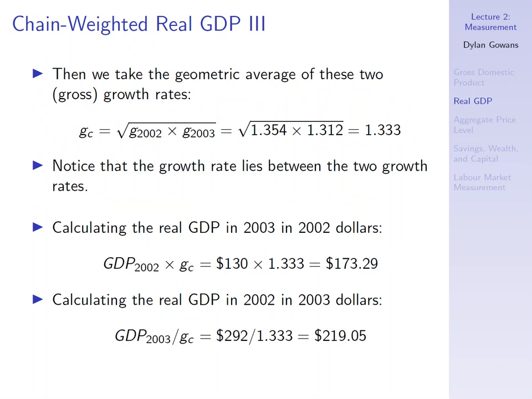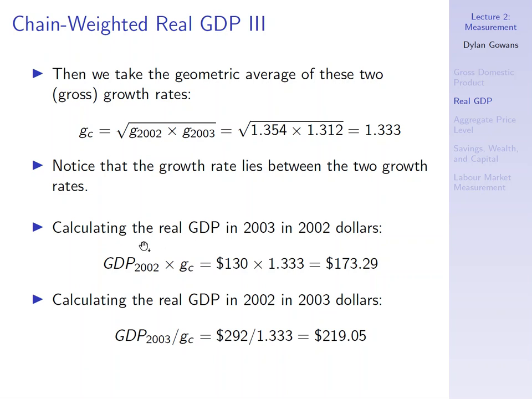Then what we do is we take the geometric average of these two growth rates. So the geometric average means multiply them together and take the square root. So in a sense, we're getting an average growth rate. So we're taking those two growth rates, 1.354 and 1.312, multiplying them together and taking the square root, which gives us a growth rate somewhere in between, so 33%. Then we can use that growth rate. So this was a calculation for growth rates. We then use that growth rate to figure out what real GDP was in both years in their respective dollars.